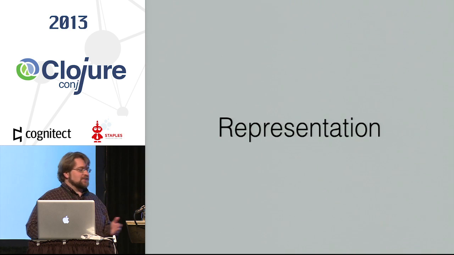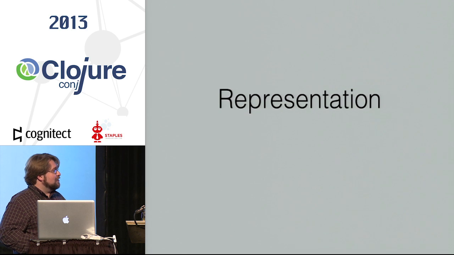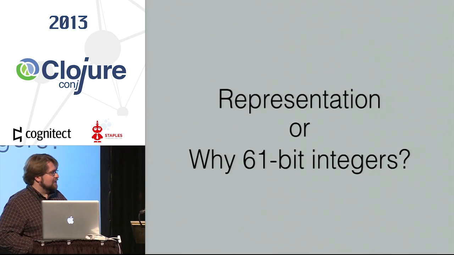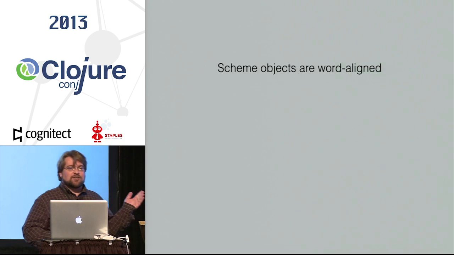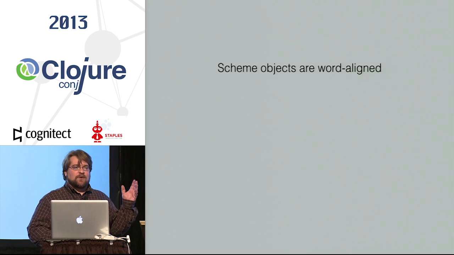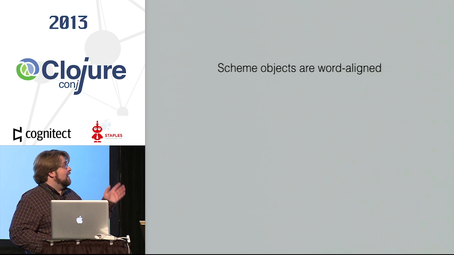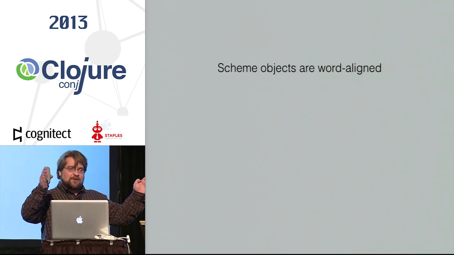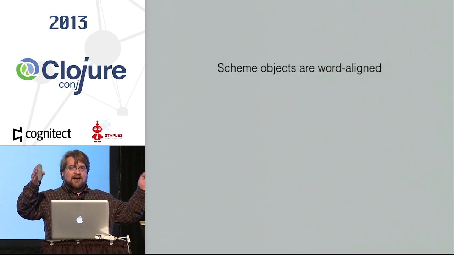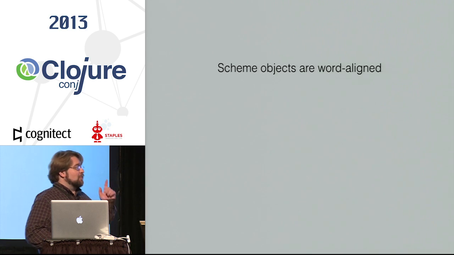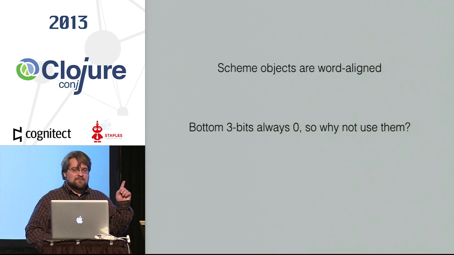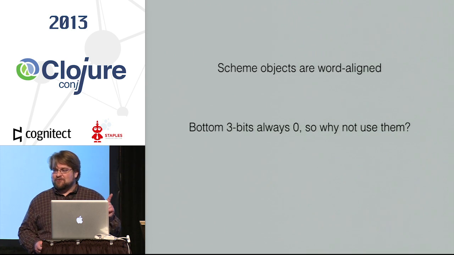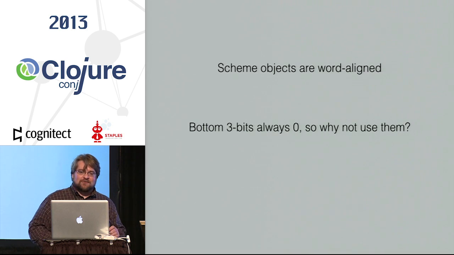Okay, so let's talk about the representation. I said I would say why we had 61-bit signed integers. The whole reason behind this is because Scheme objects are going to be word aligned. We're going to play a little bit of a game here and represent all of our Scheme objects with just a word size 64-bit pointer. Because they're word aligned, it means that the bottom 3 bits are always going to be 0. So, hating to waste anything that we could use, we're going to use those bottom 3 bits in order to tag the types of our pointers.